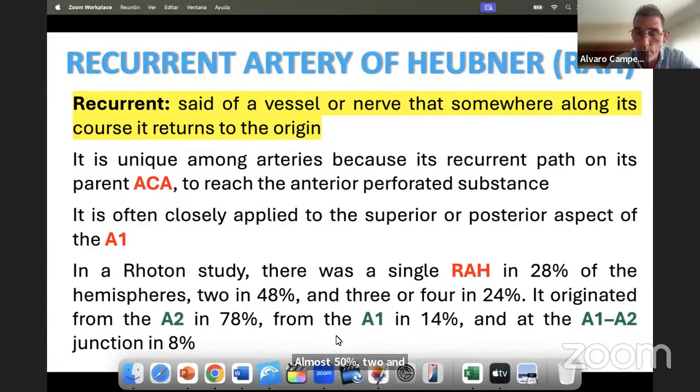And it is very important also because usually, in the majority of cases, it originated from the A2 just after the ACom in 78%, from A1 in 14%, and at the junction between A1 and A2 in 8% of the cases.